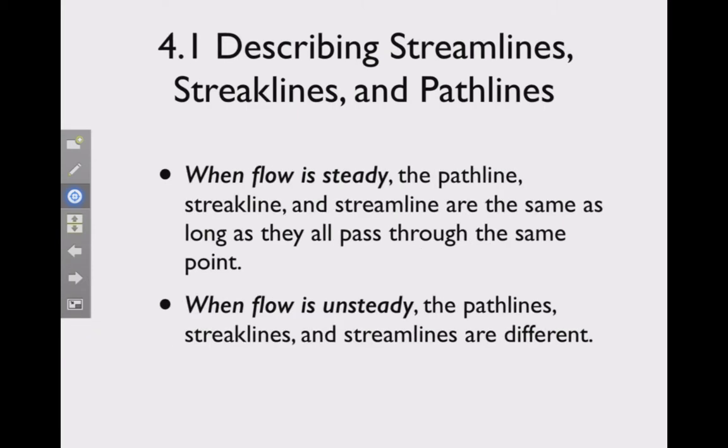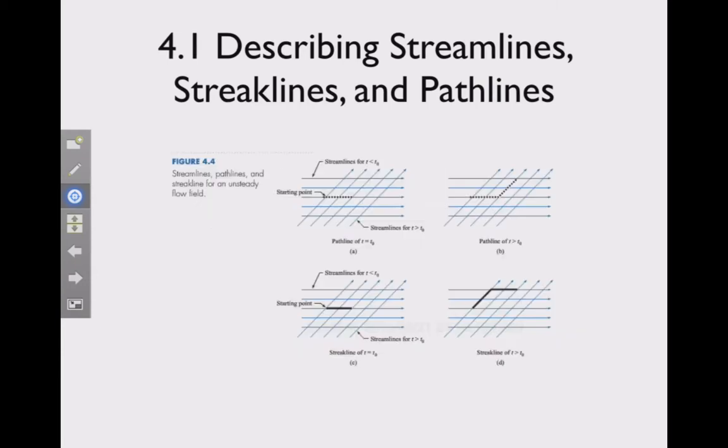So the next slide here says when flow is steady, the path line, streak line, and streamline are all the same as long as they pass through the same point in a fluid. When the flow is unsteady, these three things can be different. And so it depends on where they would be in the flow. There's a really nice figure here that shows this concept.